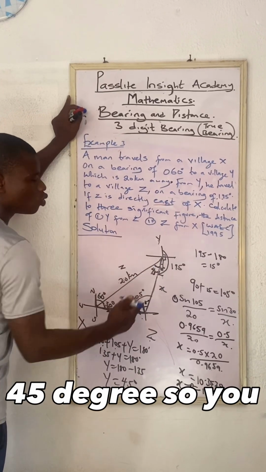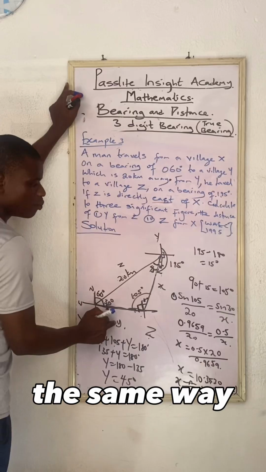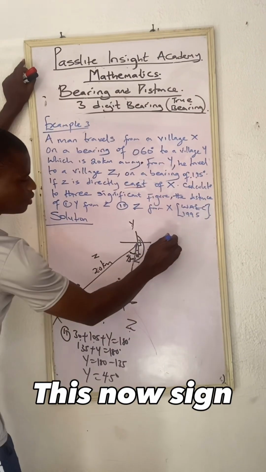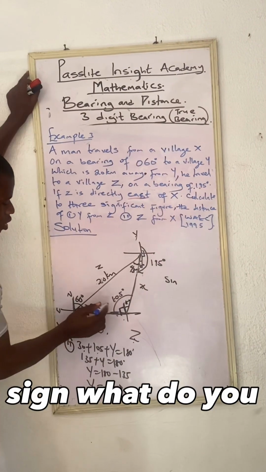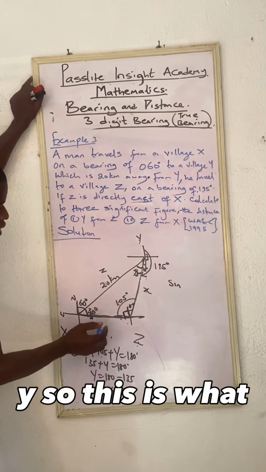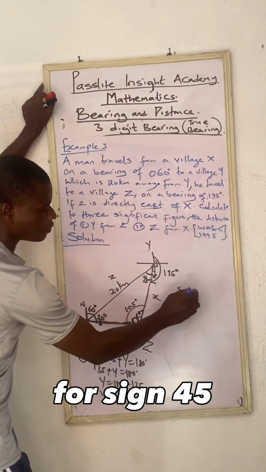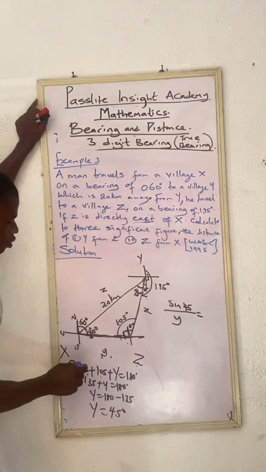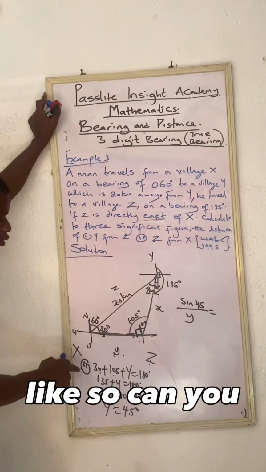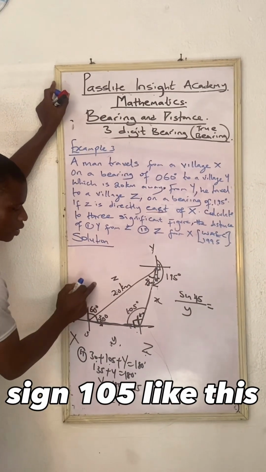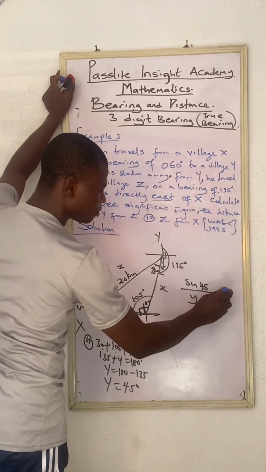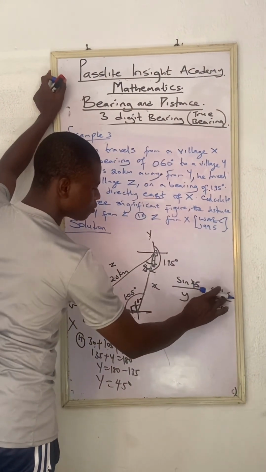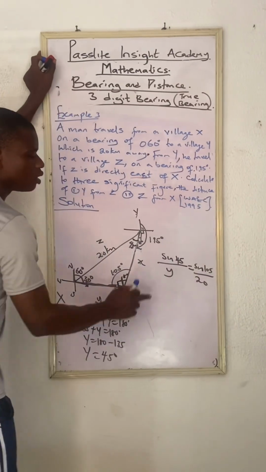So you can also use the sine rule, the same way that we solved this. Now, sine 45 over Y, the side facing it, is equal to, you can use any one that you like, so you can use sine 105 over 20. So what is sine 45? Let's do that and see.